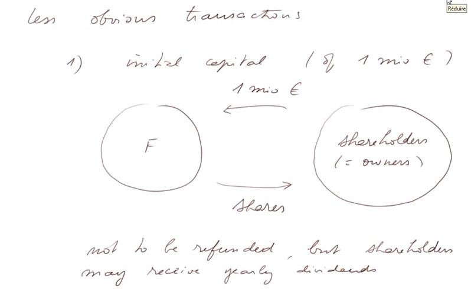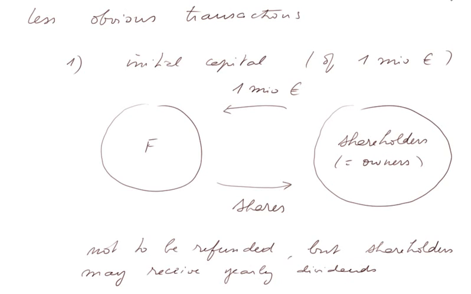Let's turn to less obvious transactions. First of all, the initial capital, also called the founding capital. Suppose it was 1 million euros. Well, at some point, at the beginning of the life of the firm, it receives from owners, also called shareholders, 1 million euros, and the firm gives these owners or shareholders some pieces of paper, some sort of contract called shares. And these shares are not to be refunded in the future, usually, but shareholders, over the course of the years, may receive yearly dividends from the firm, and these will be some other types of expenditures.